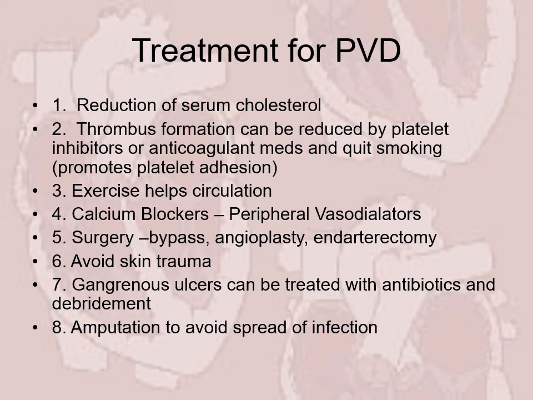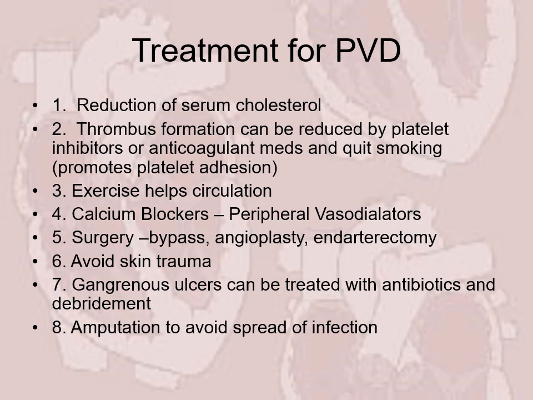Treatment for PVD: reduce serum cholesterol. Thrombus formation can be reduced by platelet inhibitors or anticoagulant meds, and quit smoking because smoking promotes platelet adhesion. Exercise program helps circulation. Calcium blockers, these are peripheral vasodilators. Surgery, maybe bypass grafts using a vein or a synthetic material. Angiography to reduce plaques.